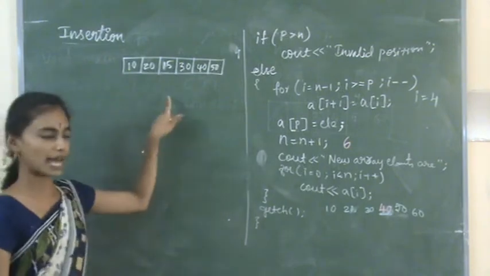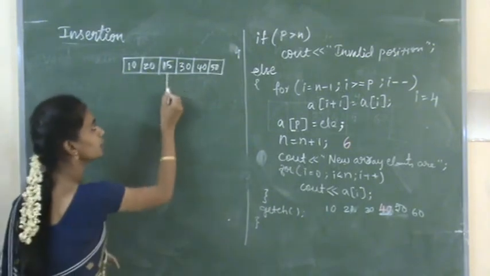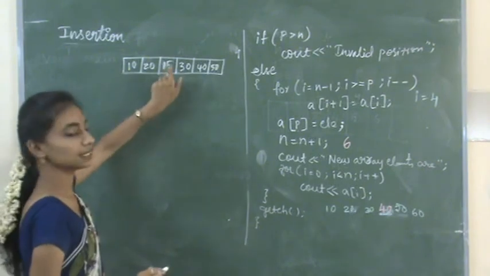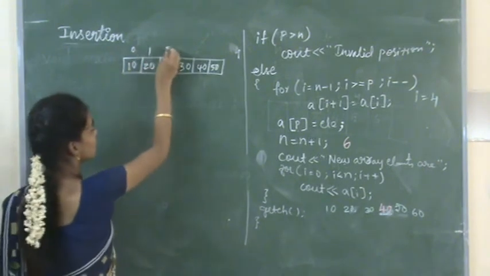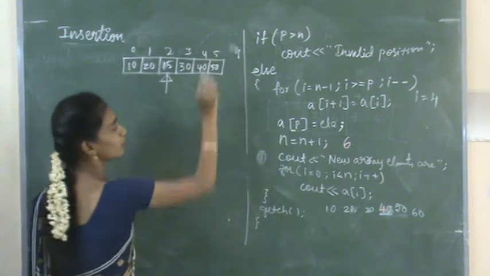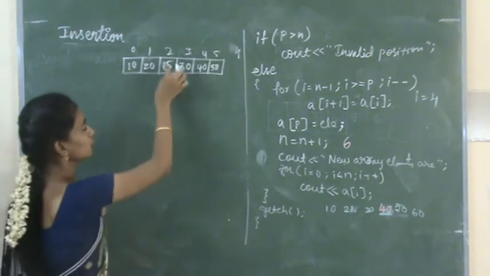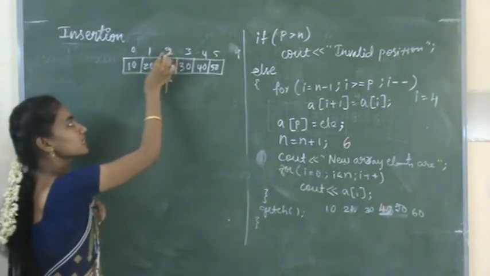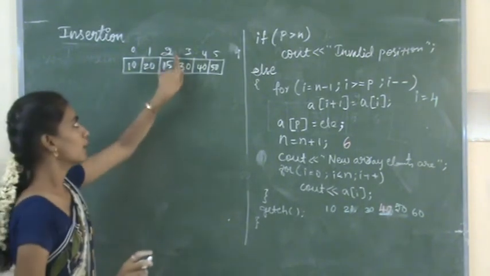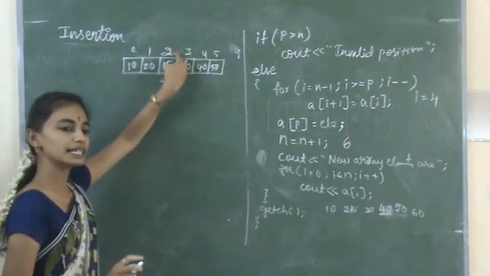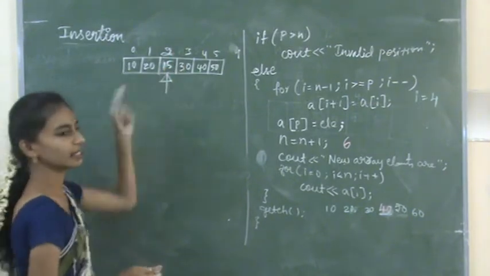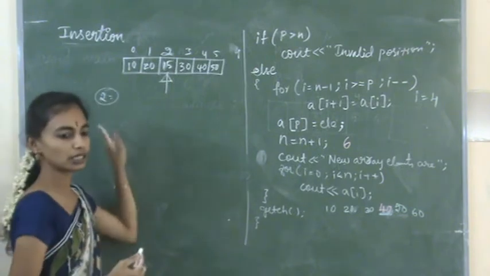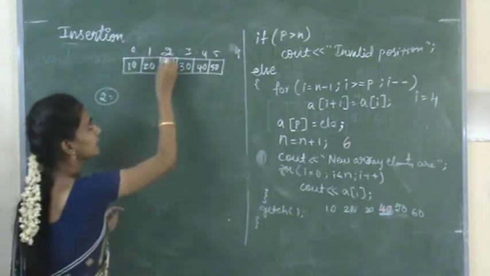Suppose consider this as an array. Now I need to delete this element. For this, we are not mentioning the element, we are just mentioning the position of that element. So if I need to delete the element 15, we just mention the element at position 2. So if I provide delete at position 2, it will delete this element.